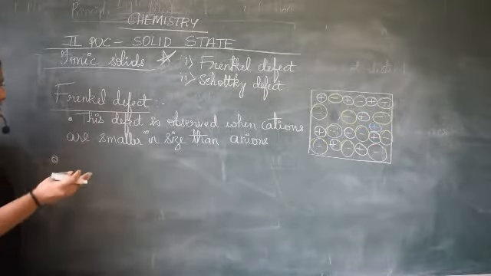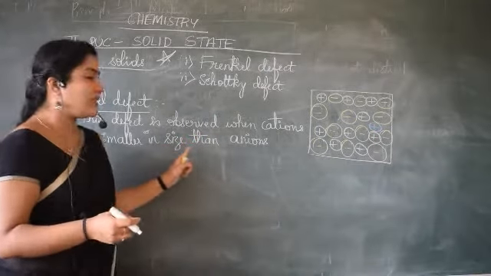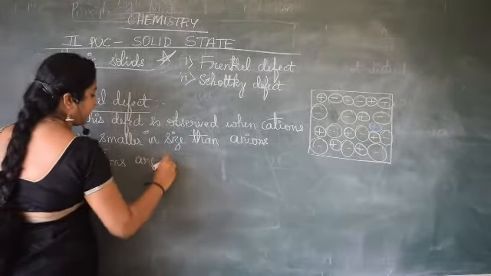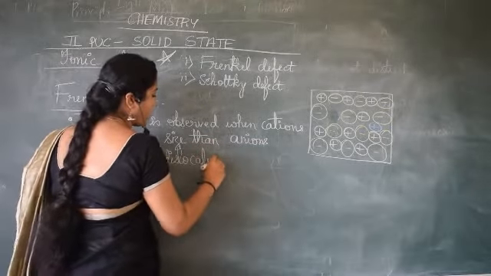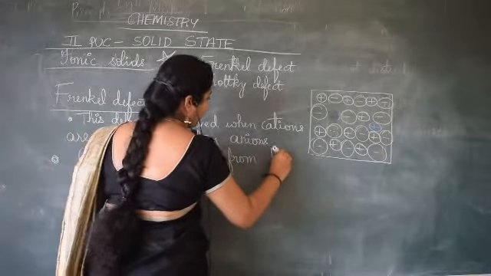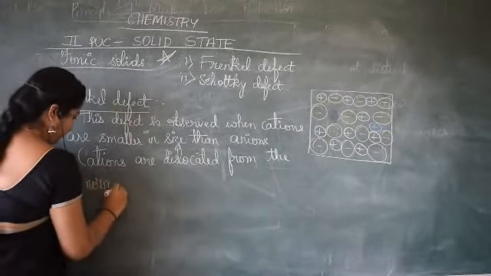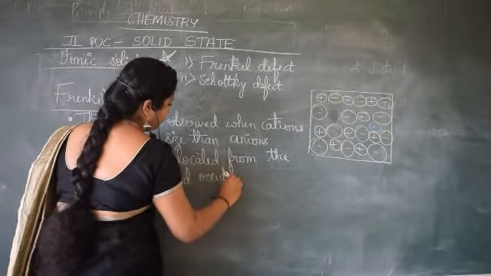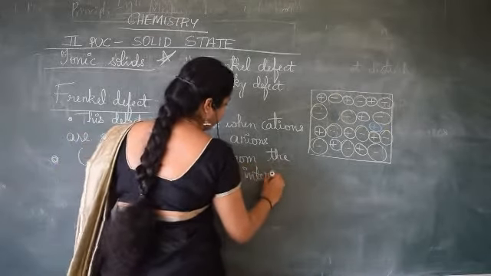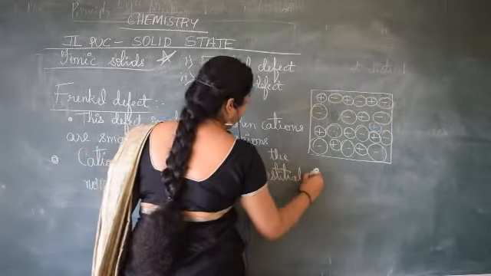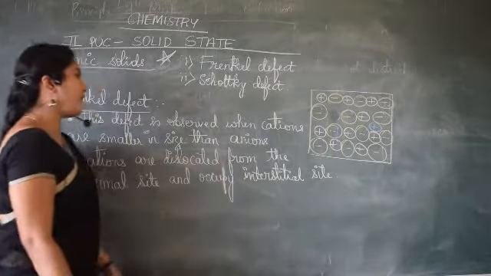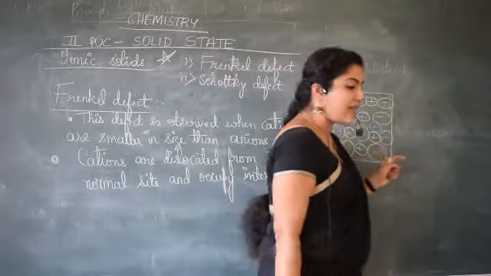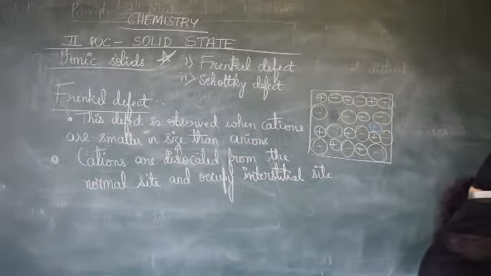So you will write, Frenkel defect is the one which is observed when cations are smaller in size than anions and cations are dislocated from normal site and occupy interstitial site. Frenkel defect is also called dislocation defect. Hope you are getting it. This is Frenkel defect where cation is smaller in size and anion is larger in size.